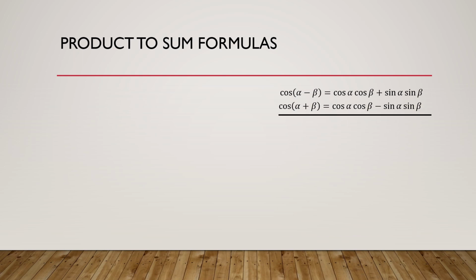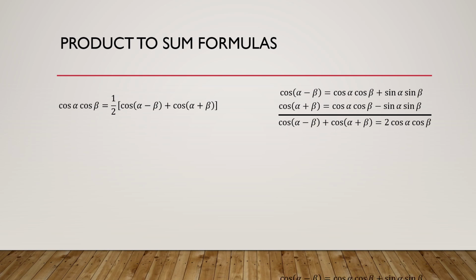To derive the product to sum formulas, we start with the sum and difference formulas. First, cosine alpha minus beta and cosine alpha plus beta. Adding these two equations results in cosine alpha minus beta plus cosine alpha plus beta equals 2 cosine alpha cosine beta. Divide both sides by 2 to get cosine alpha times cosine beta equals 1/2 the quantity cosine alpha minus beta plus cosine alpha plus beta.